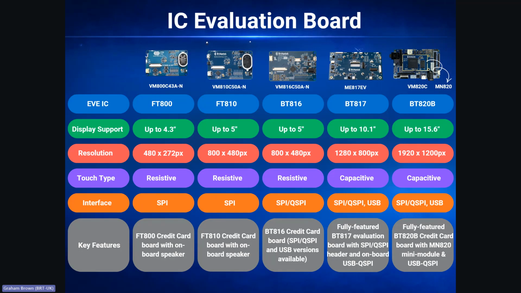And finally, the VM820C credit card module features our BT820 Eve IC for even higher resolution LVDS displays up to 1920 by 1200, as well as I2C touch connection for capacitive multi-touch, and other powerful features such as an LVDS live video input. An SPI and QSPI header for your MCUs is on board, as well as a USB to QSPI interface, allowing you to connect it directly to a computer over USB.